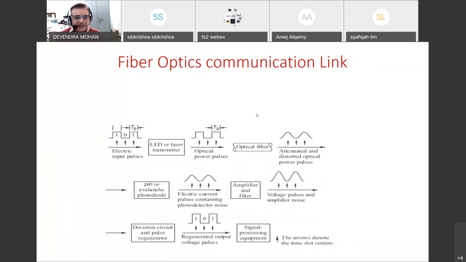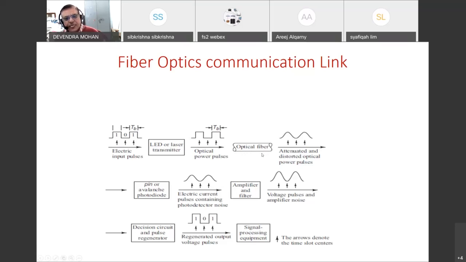Now coming to the fiber optics communication link, just look at the picture. What we need for the communication is a transmitter, then a guiding medium, and then the receiver. First we have a transmitter. We use the laser source as the carrier wave, and these are the electrical pulses. Now this transmitter converts our electrical signals into an optical signal, and this optical signal goes through the waveguide or the optical fiber, whatever we call it, optical fiber or waveguide, one and the same thing.